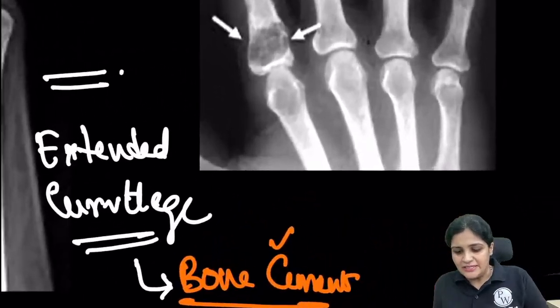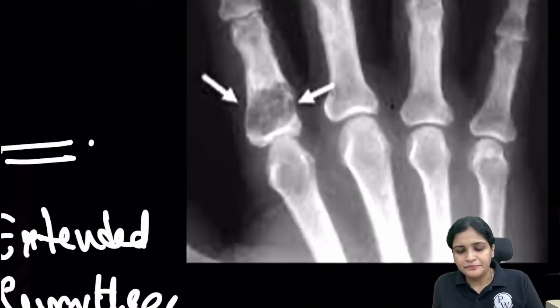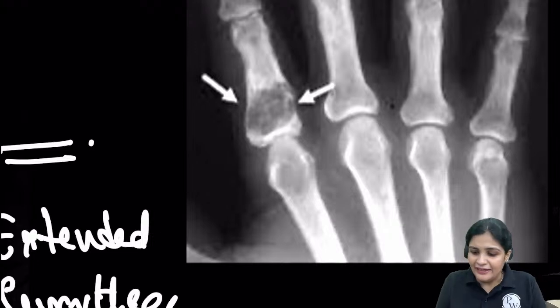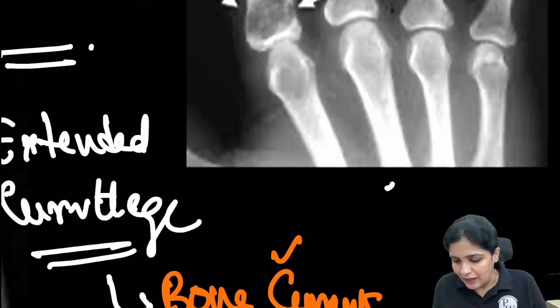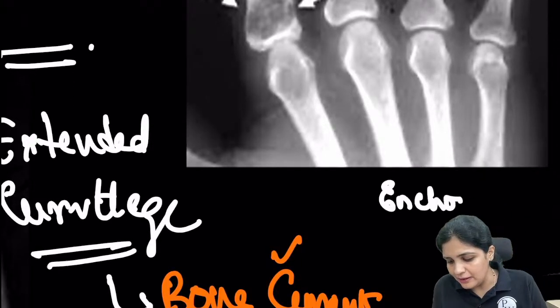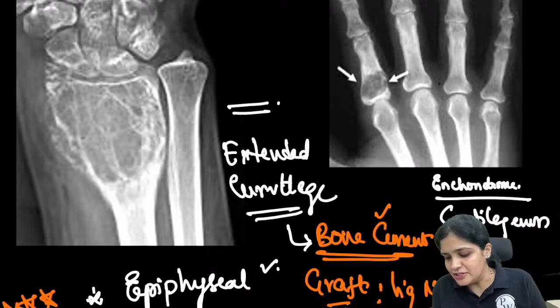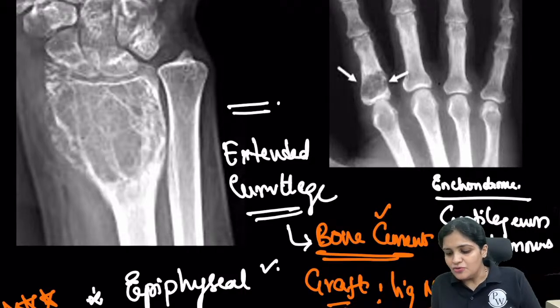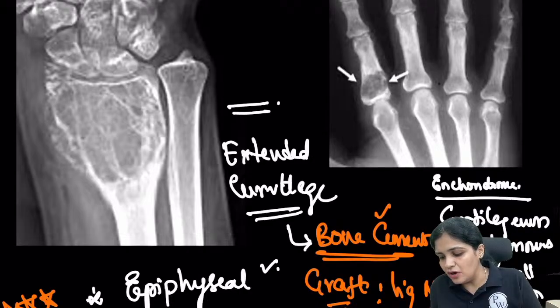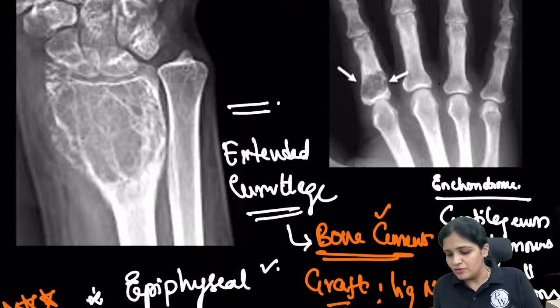And then what is this? Enchondroma. Very good. This is enchondroma. What do you mean by enchondroma? It is a cartilage tumor, right? Chondroma means cartilage. So this is a cartilaginous tumor. And what is the specialty of it? It is usually seen in the small bones, such as your hand and feet bones. Hand and feet bones. So that you have to remember.